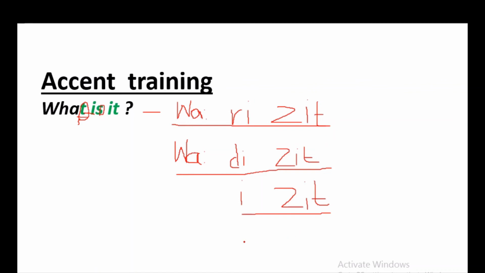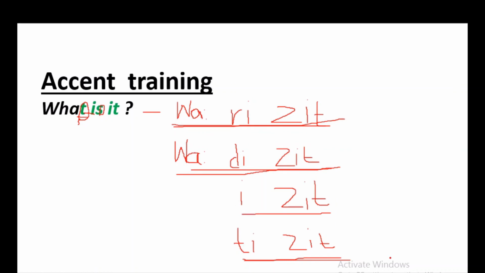Sometimes British speakers say this one, with the T, followed by zit, okay? Followed by zit. What is it also is okay. So please pay attention to these three accents, okay. What is it, what it is, what is it. This one is British. What is it, anybody can say it. But please pay attention to these three accents, okay.